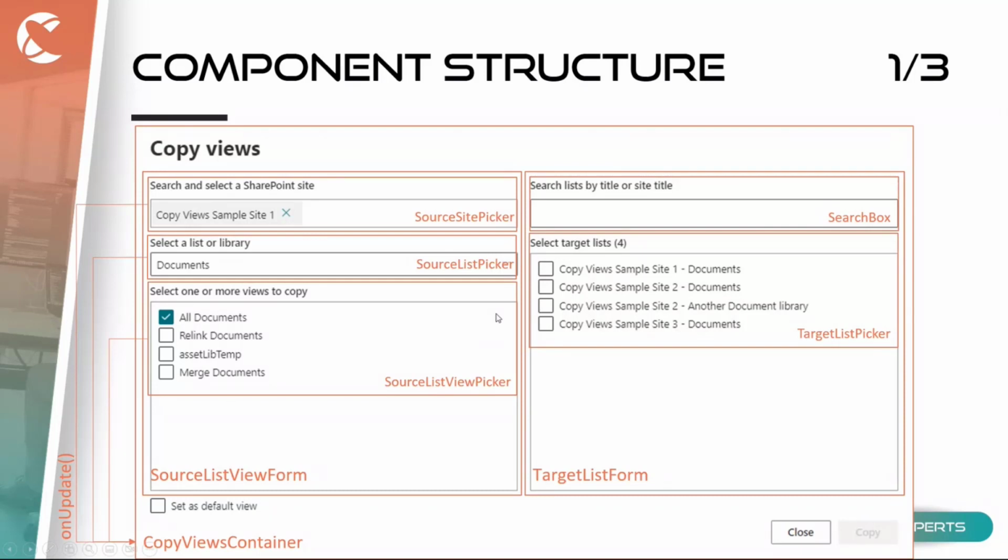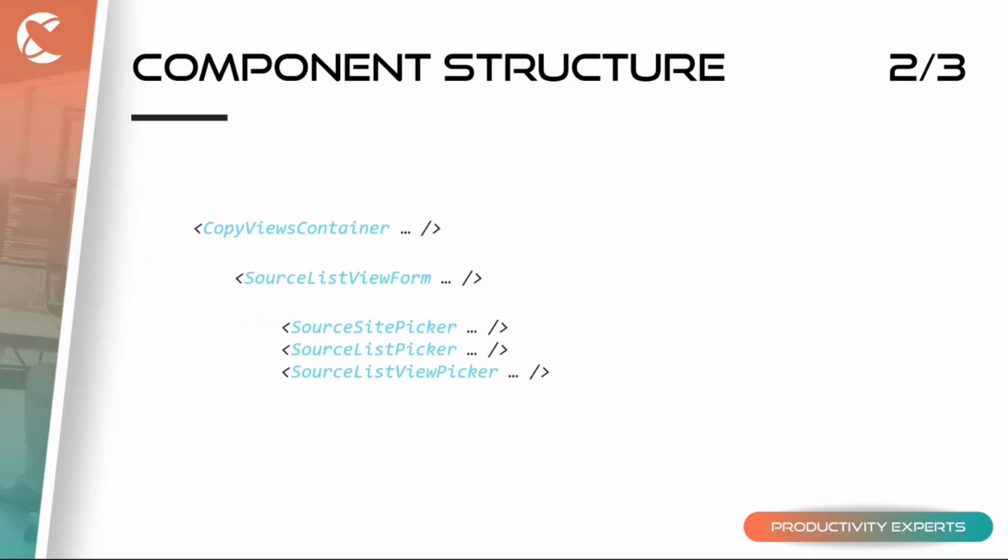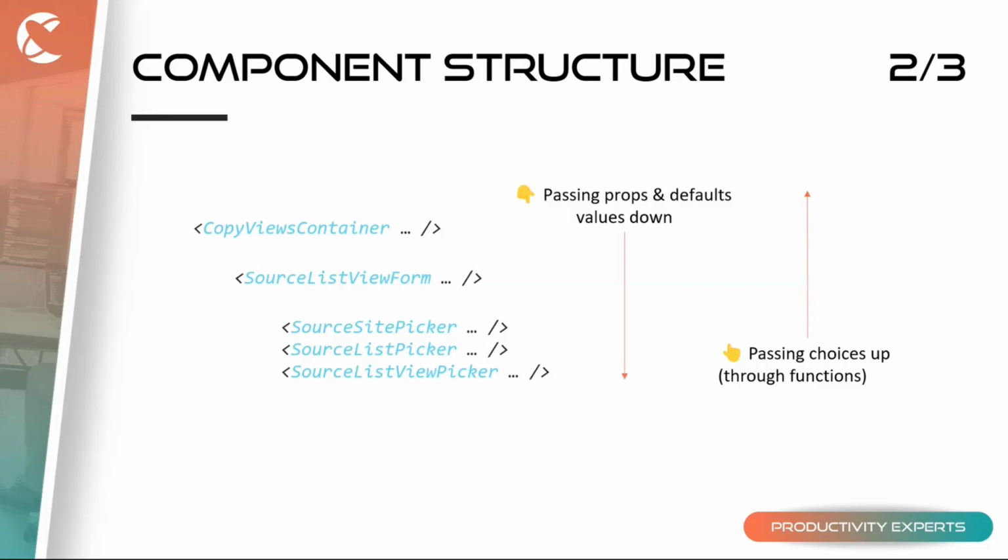Every time I change one of the values of one of the pickers, they communicate the value of that picker back to the central copy views container. And when I click the copy button, which is on the left, it will start copying the tasks. So basically, in the structure of the React components, we are passing props and default values down through the pickers, and we're passing the choices back up through functions. And in the end, if you click the copy button, which is a primary button from the Fluent UI repository, it will start copying stuff.